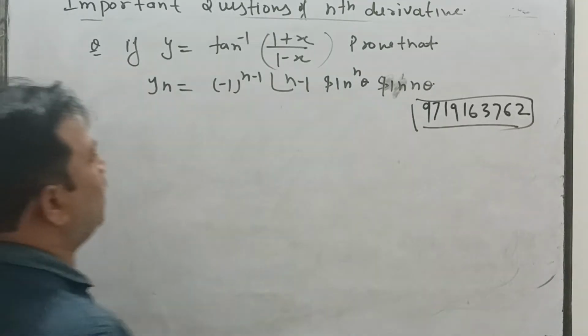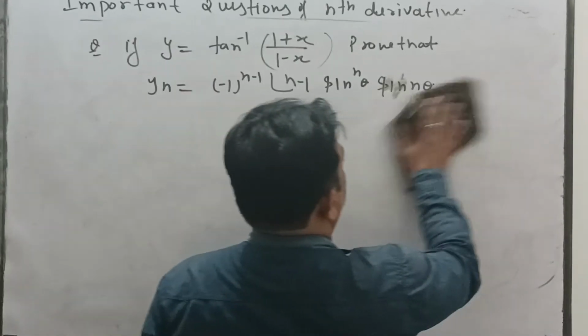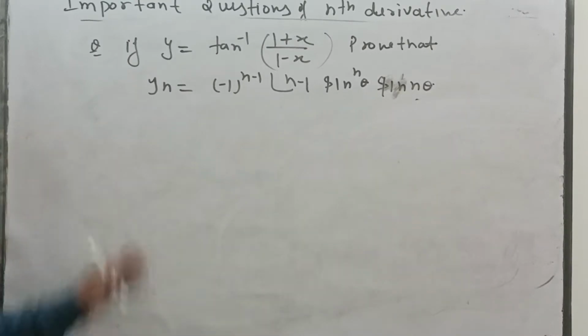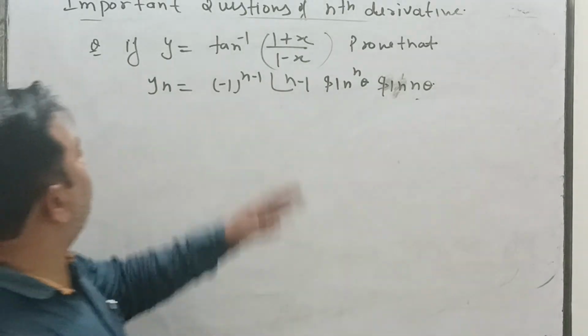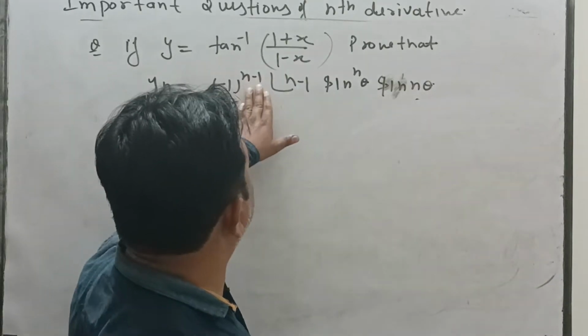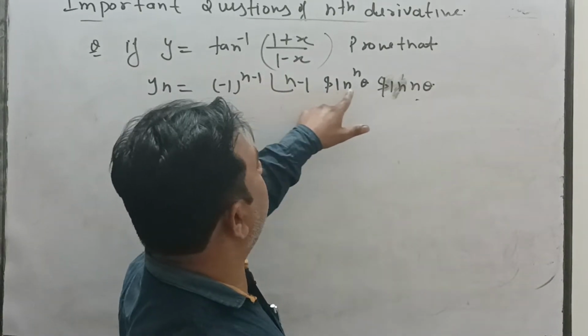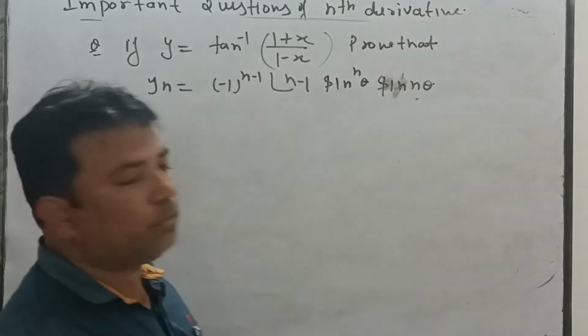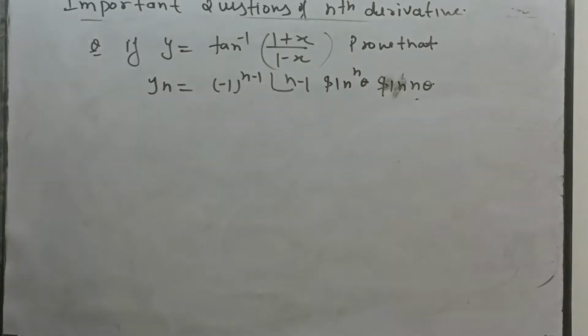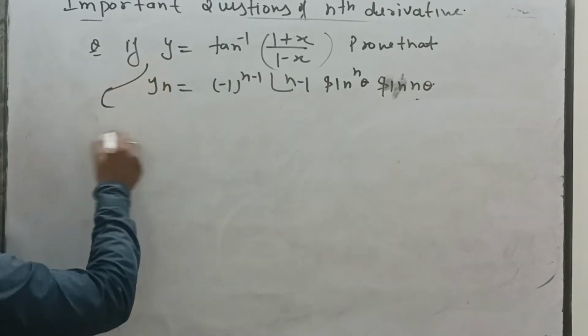Okay, now let us start this video. If y equals tan inverse of (1 plus x) upon (1 minus x), then prove that yn equals (-1) to the power (n minus 1), factorial (n minus 1), sine to the power n theta, sine of n theta. Now we will solve this question.